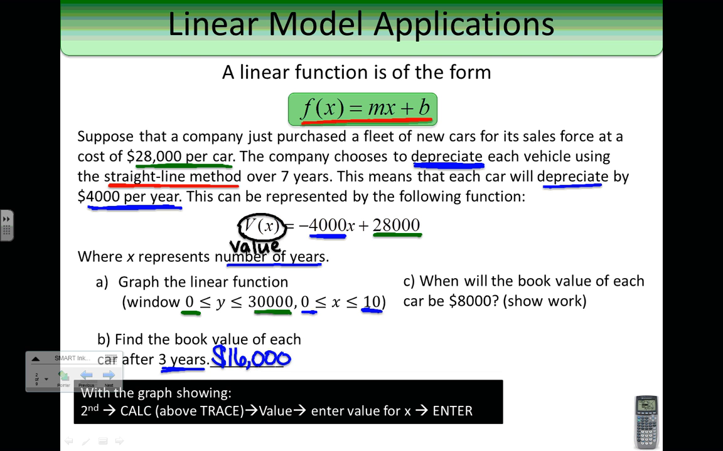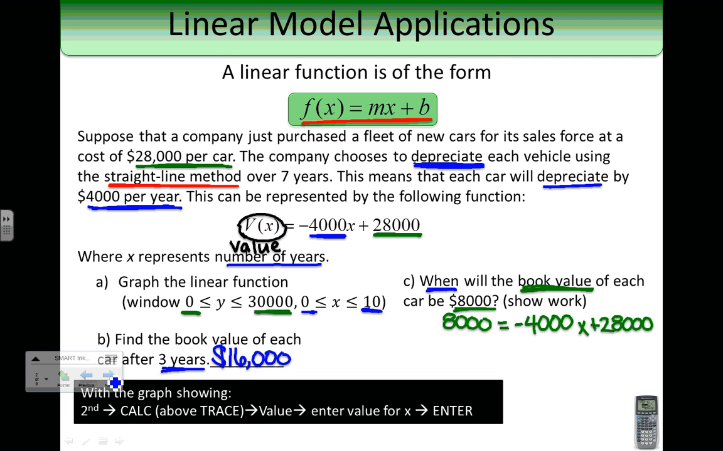Part C, when will the book value of each car be $8,000? So the book value, we said that is our Y value. That is the output. That is what we're trying to find. So we're given $8,000 for our Y value. So we plug that in. 8,000 is equal to negative 4,000x plus 28,000. So we're finding when will the book value be $8,000.